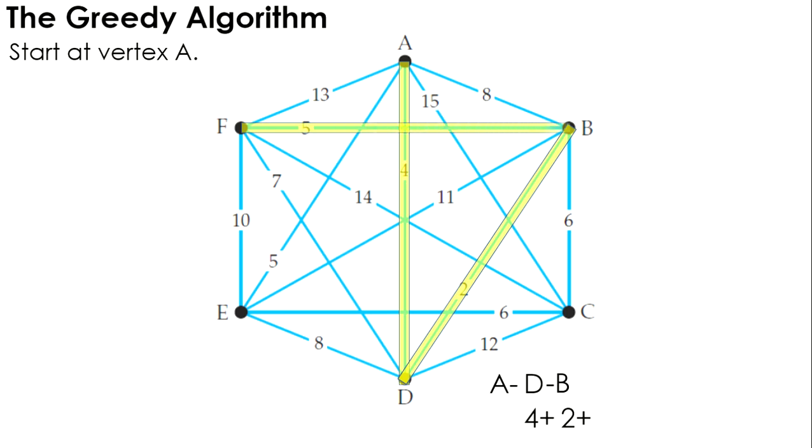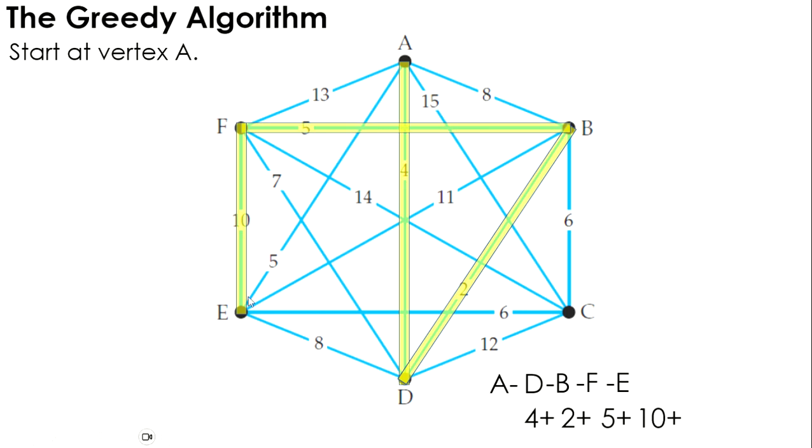Then for the next one, we have B. B going to F is 5, B to E is 11, B to C is 6. We're going to pick 5 since it's the lowest, B going to F. Then we only have two vertices left, E and C. Going to E is 10, going to C is 14. So of course, we go with 10, F going to E.